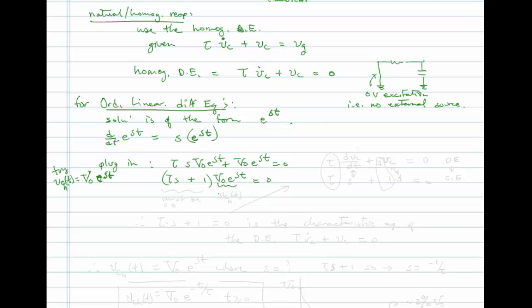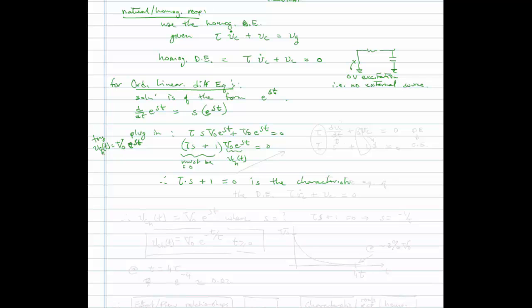Of course, this is our assumed solution. And for V0 e to the st to be a solution of this differential equation, this quantity right here in parentheses must be equal to 0. Therefore, tau times s plus 1 equals 0 is what we call the characteristic equation of the differential equation tau Vc dot plus Vc is equal to 0.